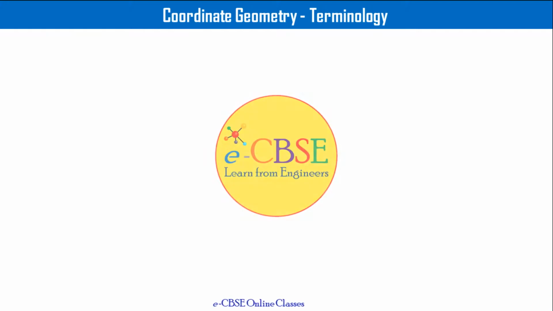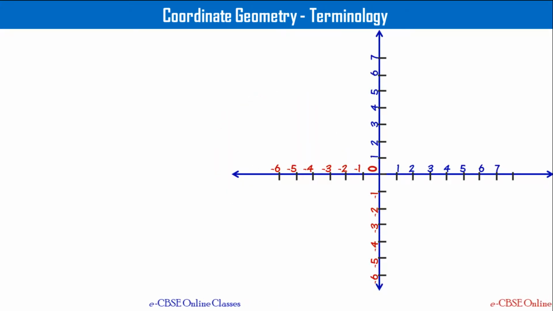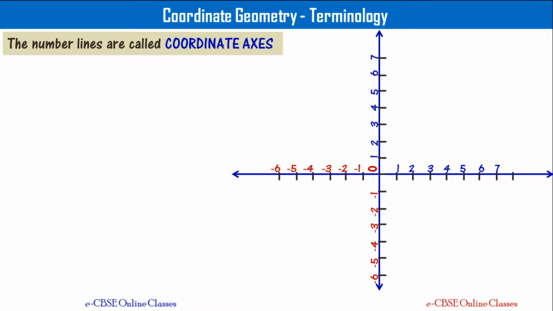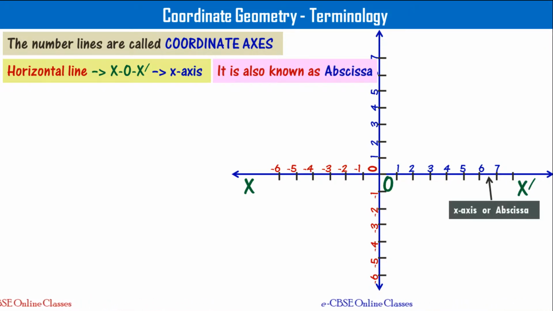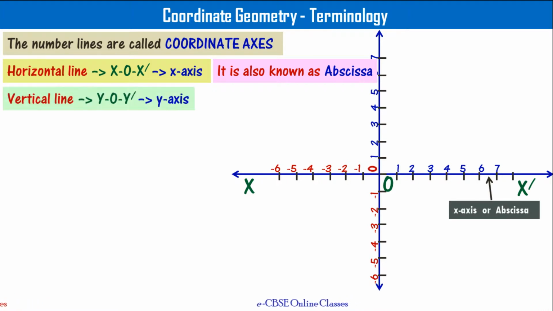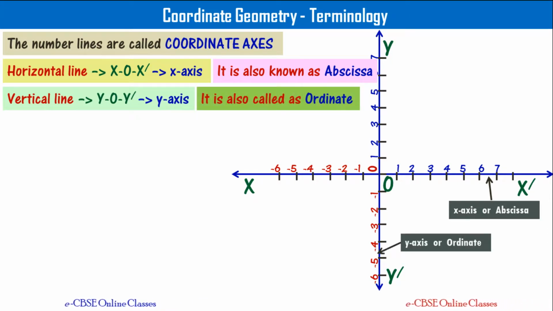Let's take a look at some terminology of coordinate geometry to begin with in this introductory video. The number lines we have dealt with till now are called coordinate axes in the context of coordinate geometry. The horizontal line is typically denoted using X'OX, that is called the x-axis. It is also known as abscissa. The vertical line is denoted using Y'OY, that is called the y-axis. It is also known as ordinate.